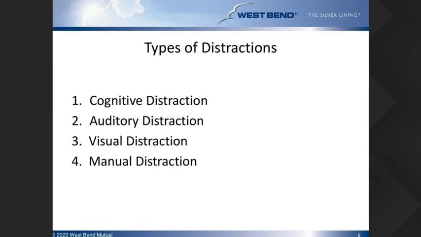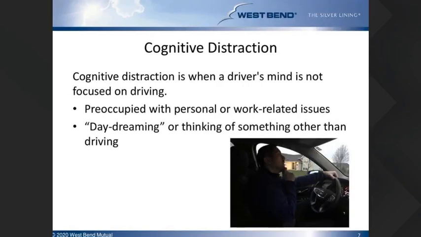Within these types of distractions, we have four main types of distractions that we commonly see behind the wheel. The first being cognitive distraction, followed by auditory distraction, then visual distraction, and lastly, manual distraction. We're going to take a few minutes here to discuss each one of these different types of distractions so we understand them better. So cognitive distraction is when a driver's mind is not focused on driving. We're preoccupied with personal or work-related issues, could consider it daydreaming or thinking of something else other than the task of driving itself.